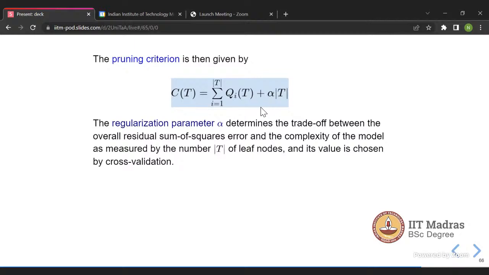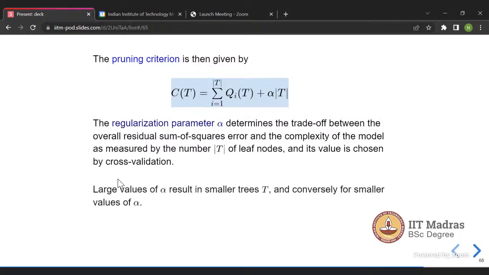So how do we choose this alpha? Alpha takes care of determining the subtrees. So this alpha is found using the cross validation value. That's how cost complexity works for post-pruning.